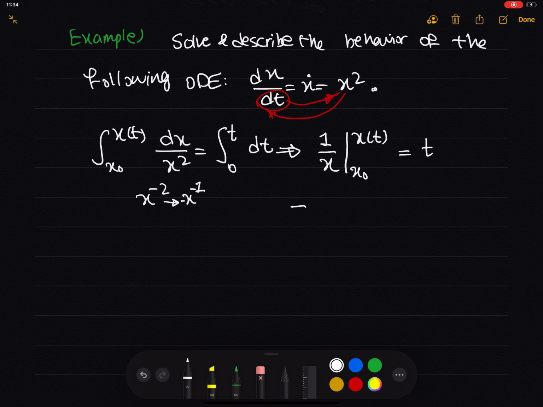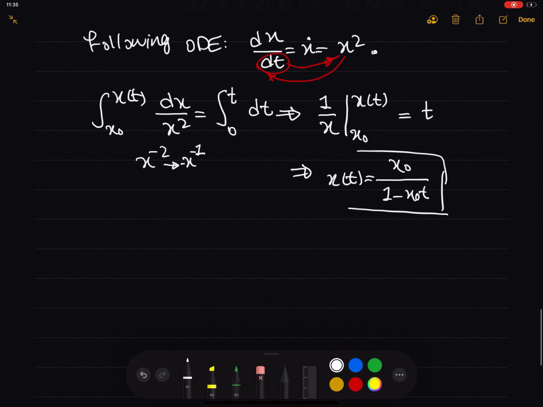And this is going to give me x(t) equals x0 over 1 minus x0 t, right? So this is how we can solve this equation. This is the final solution, and now let's see what the behavior of that is.